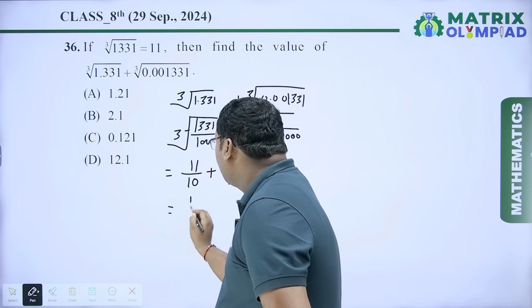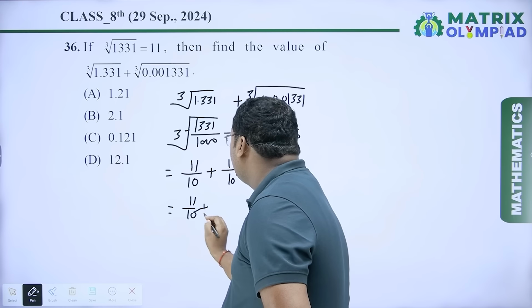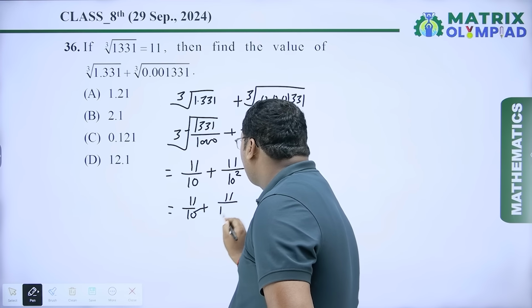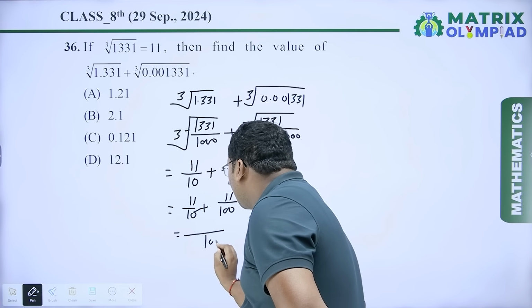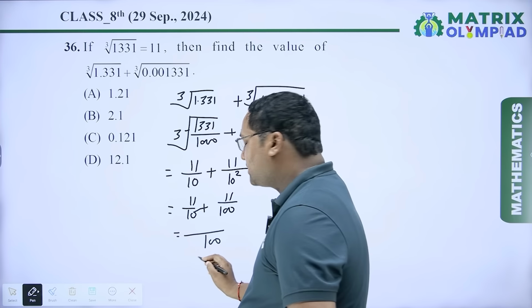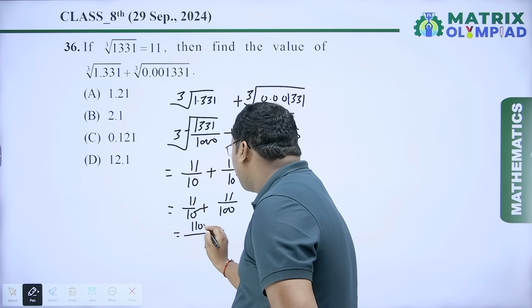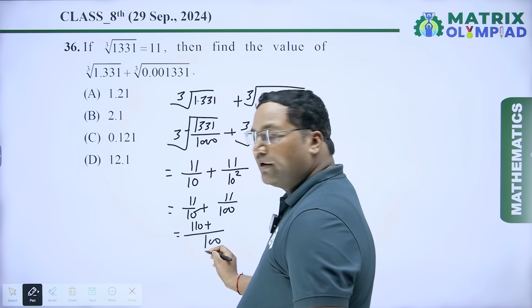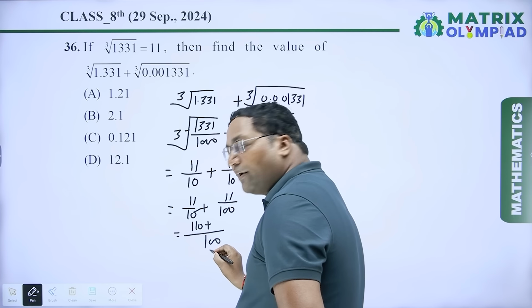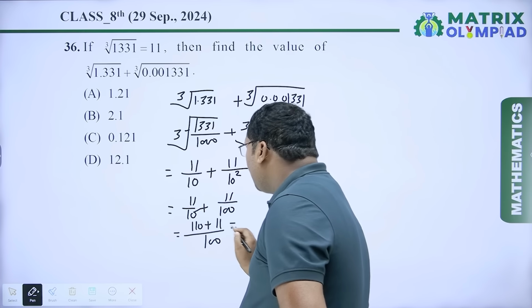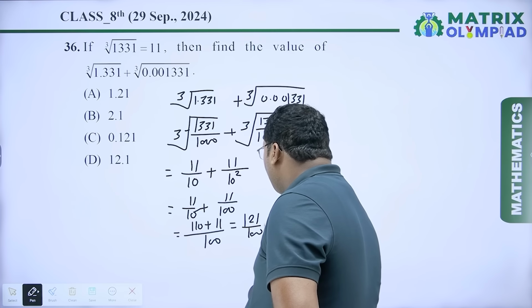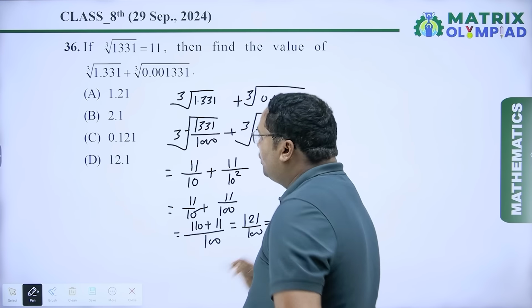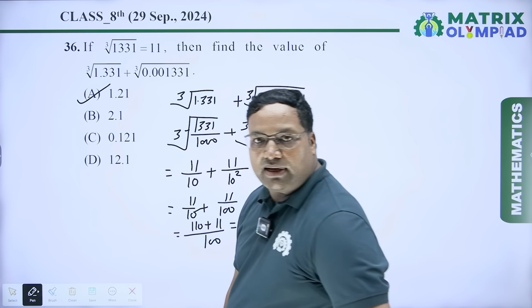So here 11 upon 10 plus 11 upon 100. Take LCM. So it is 100. 10 divided by 100 is 10. 10 into 11 is 110 plus 100 divided by 100 is 1, and it is 11. So 110 plus 11 is 121 upon 100 and we will get 1.21. So right option is A.